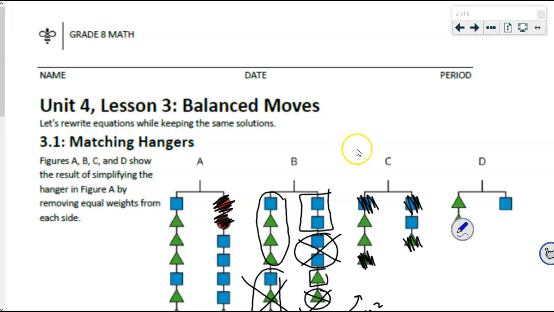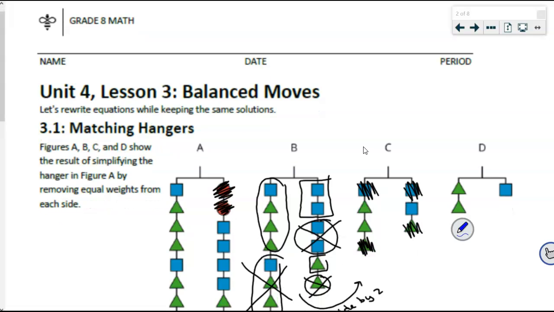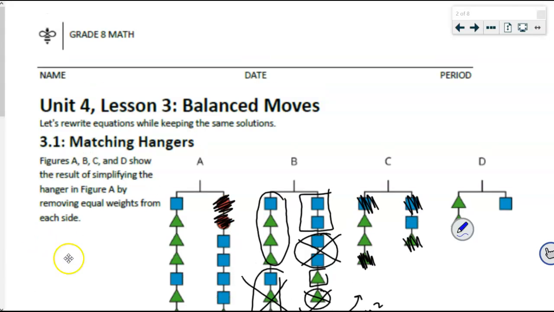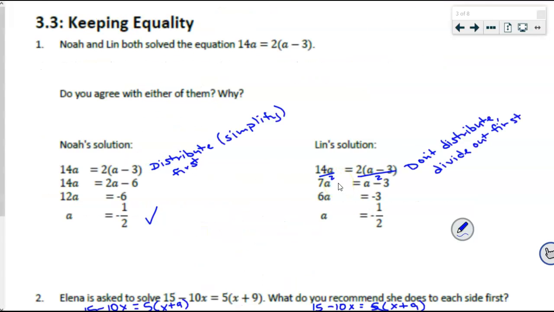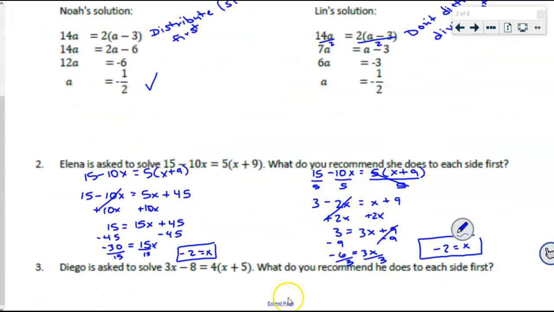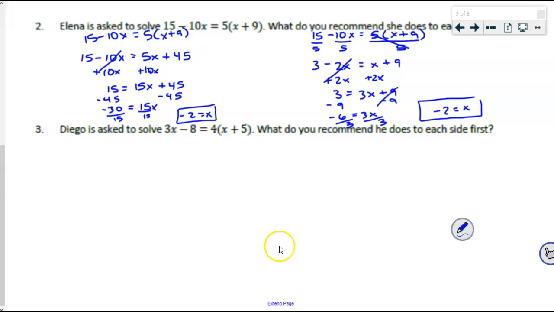Let's continue on with 8.4.3. We actually did finish lesson 3, which was the balanced moves. Now it's time to finish up lesson 4. All right, in the last video, I did assign number 3 as homework. Let's go over that now.